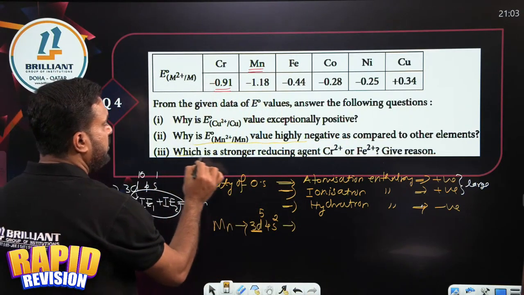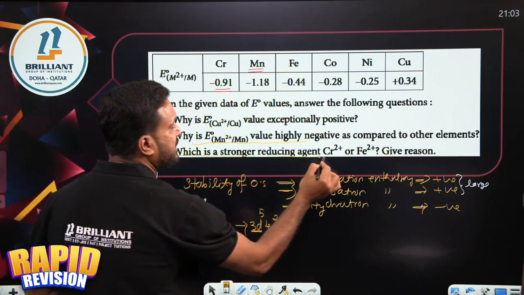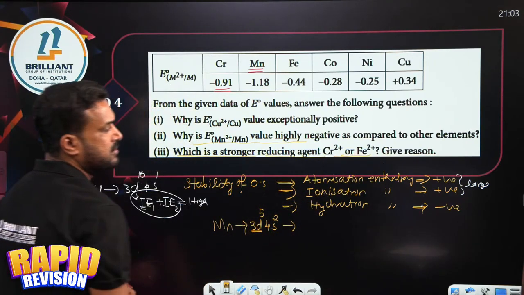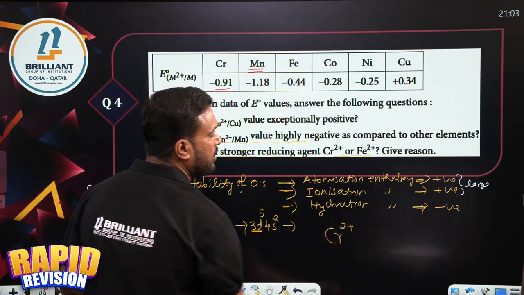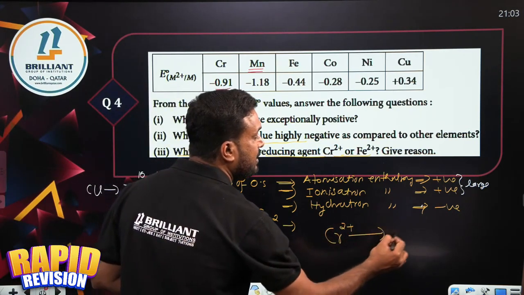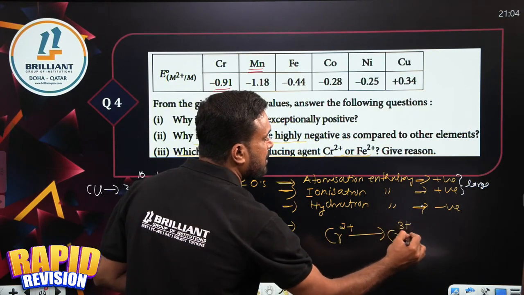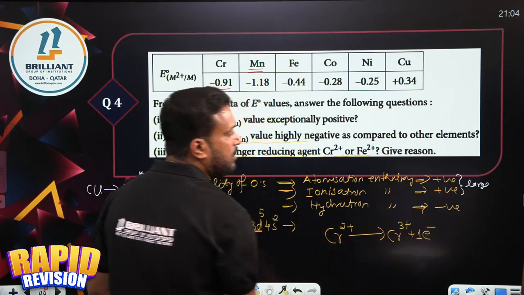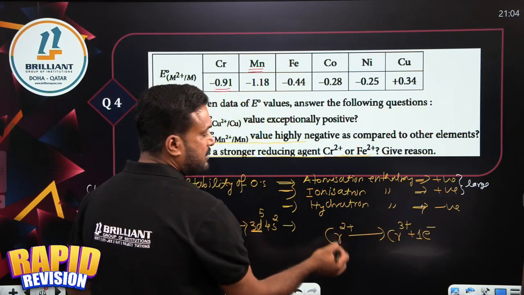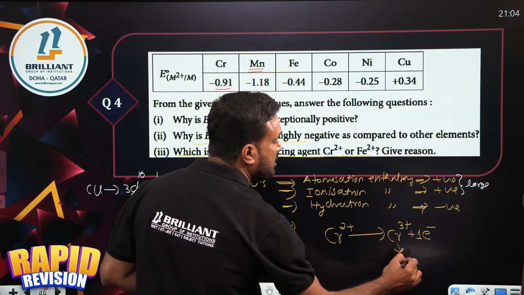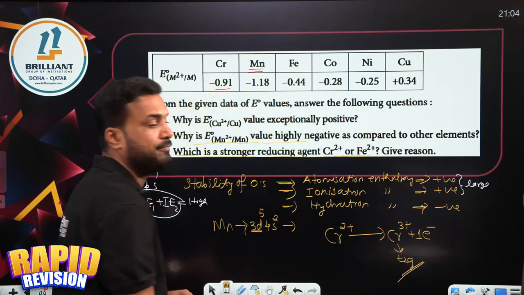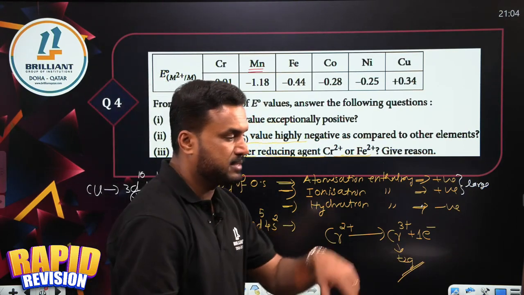The third one, which is a stronger reducing agent, Cr2+ or Fe2+? I think I gave the answer already. Cr2+ is stronger. Why? Cr2+ readily converts to Cr3+ by losing one electron. Because Cr3+ is more stable due to half-filled t2g. What t2g? Half-filled t2g. Yes, correct.